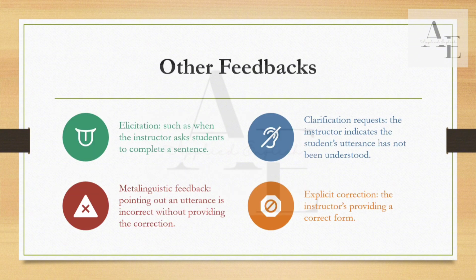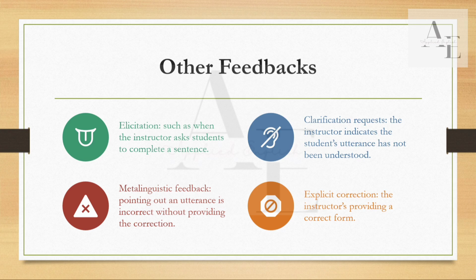We have other forms or types of feedback, like elicitation, such as when the instructor asks students to complete a sentence. And we have clarification requests, where the instructor indicates the student's utterance has not been understood. So the teacher asks the student to clarify what he just said, to let the student understand that others didn't understand what he said.